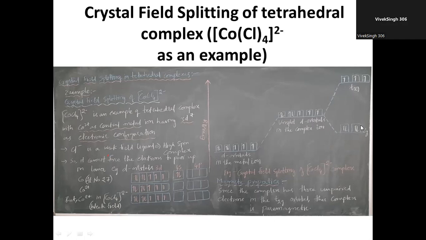Another important point which we have noted is that the splitting energy of a tetrahedral field is much lesser compared to an octahedral field because of 2 reasons. Reason number 1 is that a tetrahedral complex has only 4 ligands, whereas an octahedral complex has 6 ligands, and the 4 ligands in a tetrahedral complex are not along the axis. They are approaching along the corners. That's why the field splitting is much lesser.